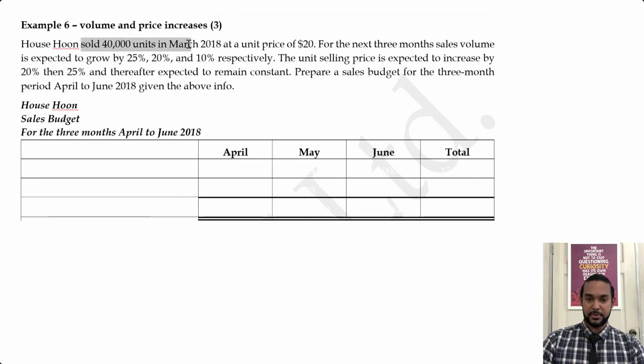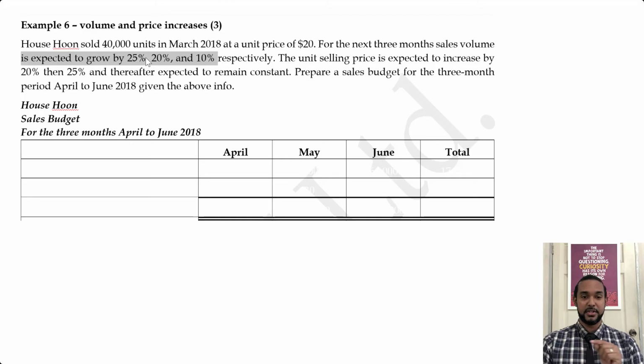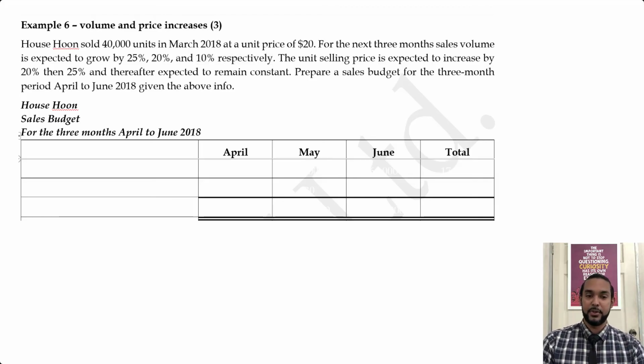So we sold 40,000 in March. And for the next 3 months, sales volume is expected to grow by 25%, then 20%, then 10%. So from March to April, that's the first percentage change, that's 25%. And then from April to May, it's 20% of April sales. And then from May to June, it's an extra 10%. So let me plug in the figures and we'll do the arithmetic.